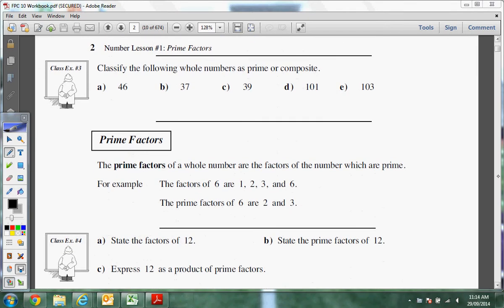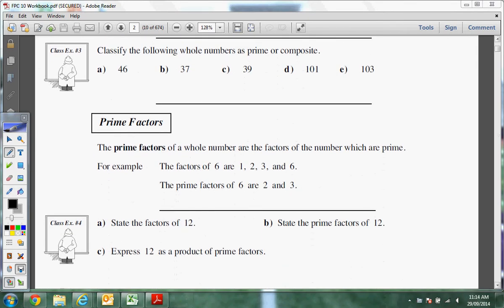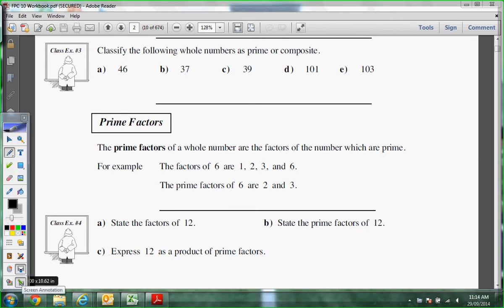Move forward here. Okay, so classify the following whole numbers as prime or composite. So 46, as soon as I see a 6 being even, it's going to be composite. 37 is going to be prime. 39 is going to be composite because I know 13 goes into it 3 times. We have 101 actually is prime because it's just 101 in itself, and then 103 is also prime.